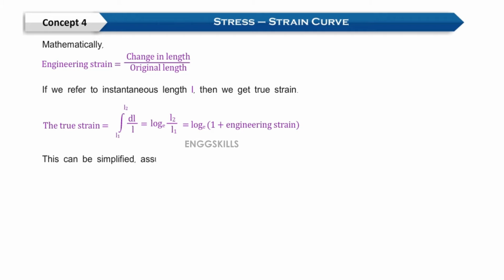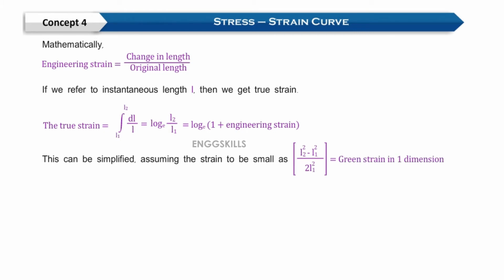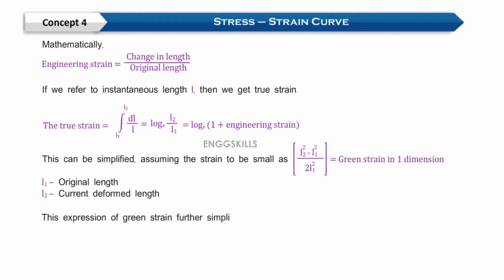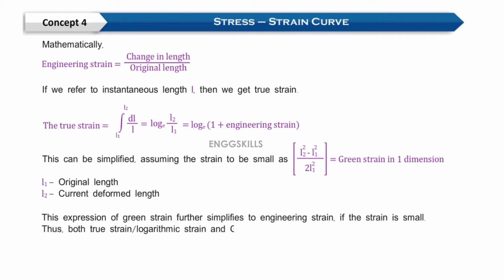This can be simplified, assuming the strain to be small, as (L2 squared minus L1 squared) by 2 L1 squared, which is also called Green's strain in one dimension, where L1 is the original length and L2 is the current deformed length. This expression of Green's strain further simplifies to engineering strain if the strain is small. Thus, both true strain and Green's strain simplify to engineering strain.